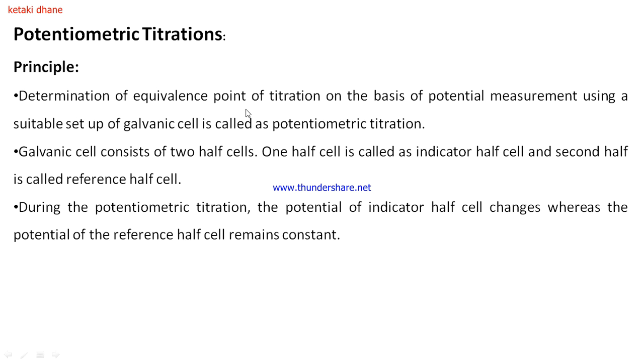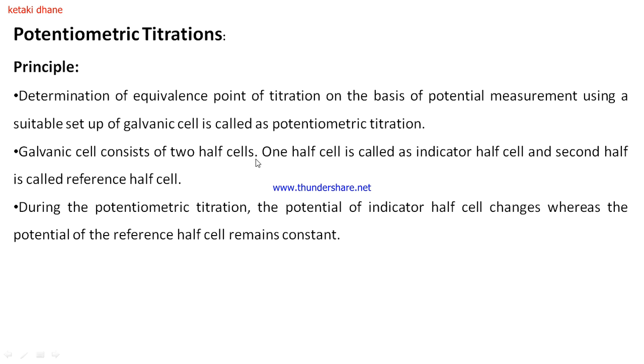So the determination of the equivalence point of a titration on the basis of potential measurement, using a suitable setup of a galvanic cell, is known as potentiometric titration. When we use a suitable galvanic cell setup to measure the potential difference between two different types of electrodes, that type of titration is known as potentiometric titration. Now the galvanic cell consists of two half cells.